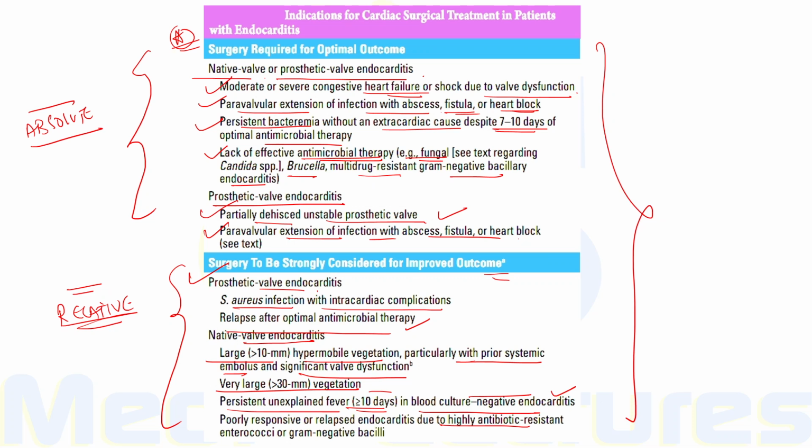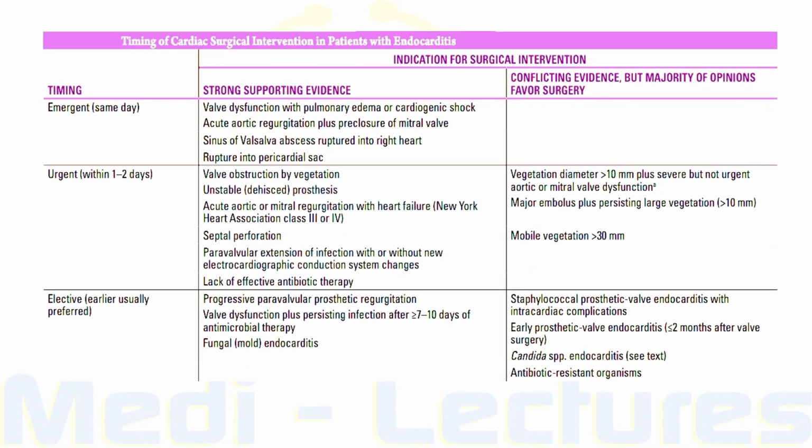Now, along with indications, we also need to know importance of timing of cardiac surgery. So there can be certain emergent indications in which the cardiac surgery has to be done the same day. Certain urgent indications, surgery to be done in 1 to 2 days, and certain indications in which elective cardiac surgery can be performed. So emergent indications include valve dysfunction with pulmonary edema or cardiogenic shock, acute AR plus pre-closure of mitral valve, sinus of Valsalva abscess ruptured into right heart or rupture into the pericardial sac.